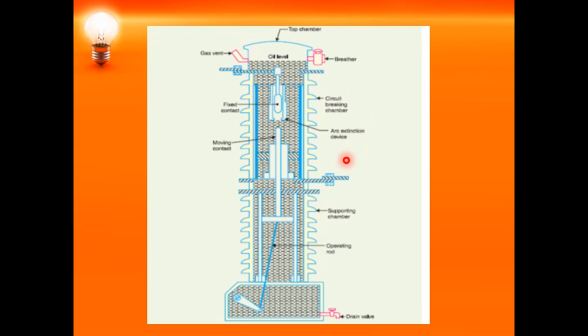So this is how a minimum oil circuit breaker looks. This is a closed chamber. The contacts are present in the chamber. This is the upper chamber, and this is the lower chamber. You have a supporting chamber wherein the oil is present. This oil is used both for insulation and as an arc quenching medium. This is the top chamber. You have a gas vent at the top provided for the gas to escape, and there is a drain valve wherein the oil is removed when you have to replace it.